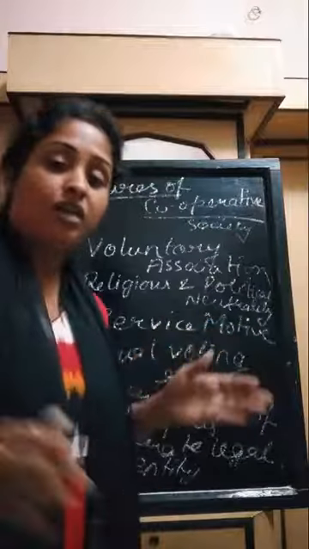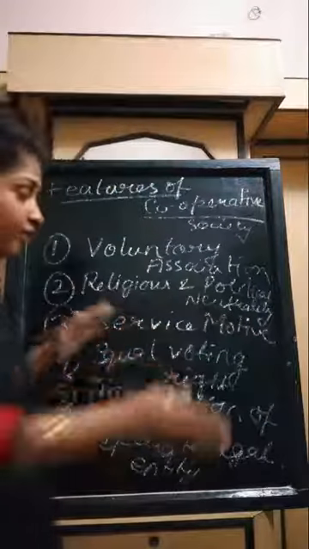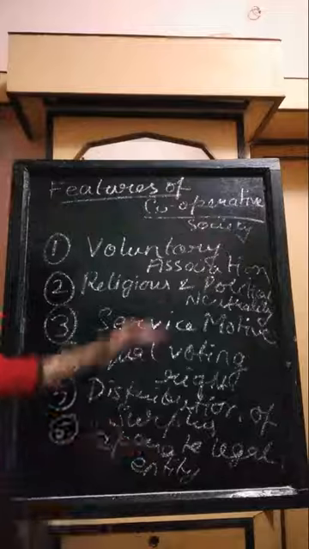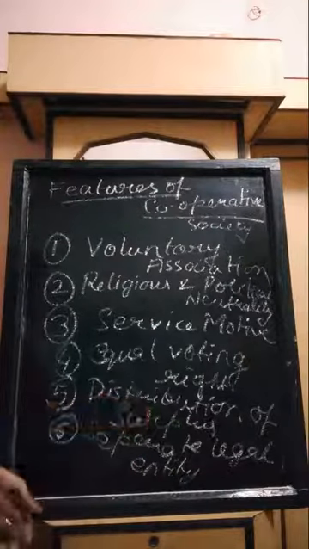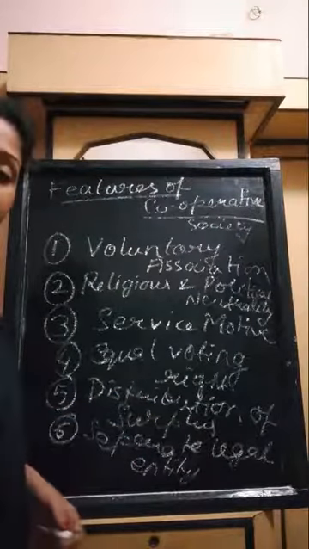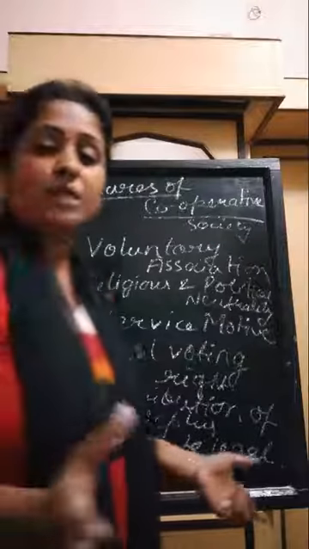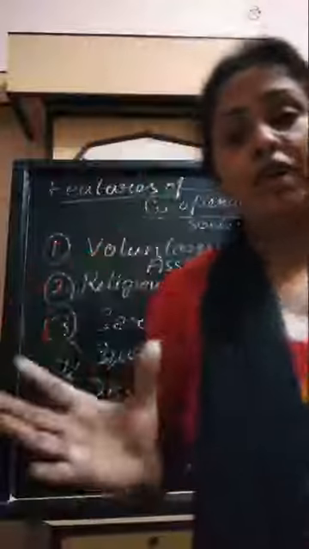So it is better if you restrict yourself within these points and try to explain these points if the question comes regarding the features of cooperative society. So whatever I have explained today about the features, I think you have understood.